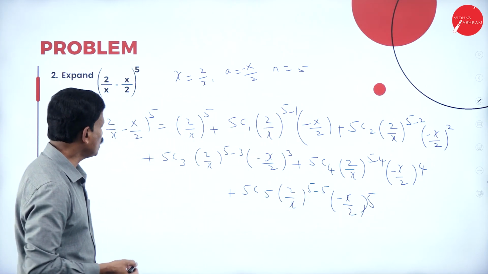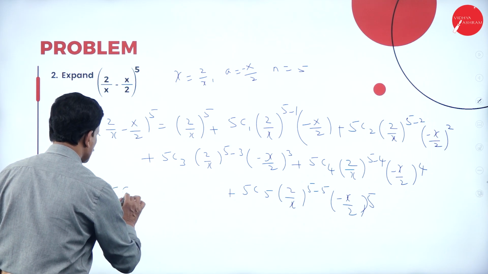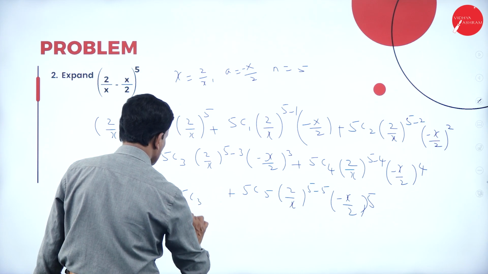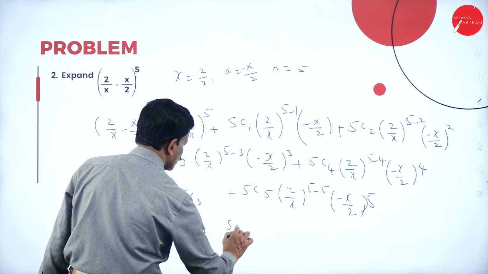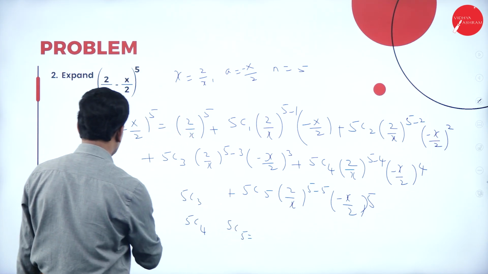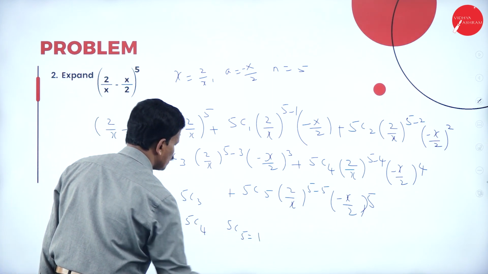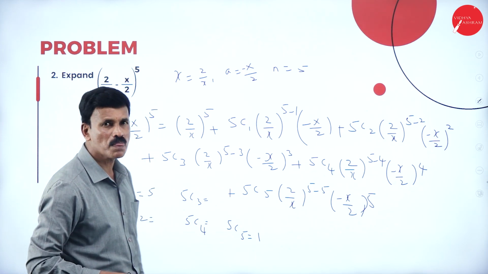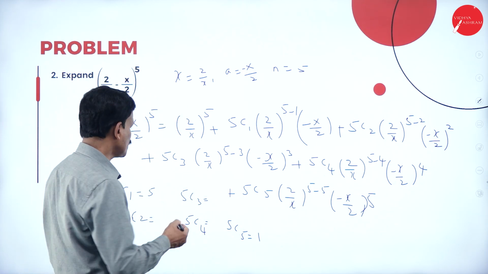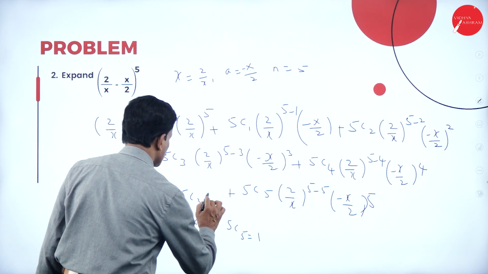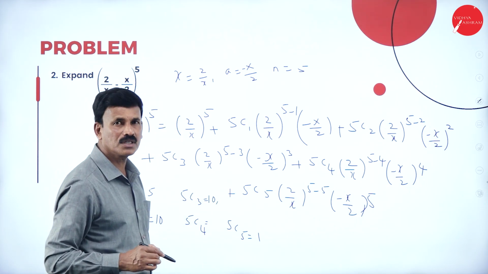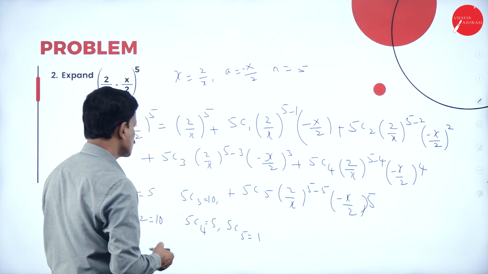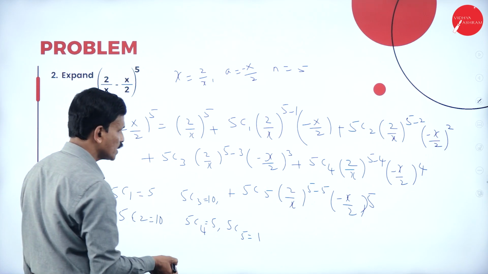Now just find out the values of 5C1, 5C2, 5C3, 5C4 and 5C5. You know 5C1 is 5, 5C5 is equal to 1. What are the values of 5C2, 5C3 and 5C4? 5C2 is 10, 5C3 is also equal to 10, and 5C4 is equal to 5. That's it. Substitute here. So I'll go to the next page.